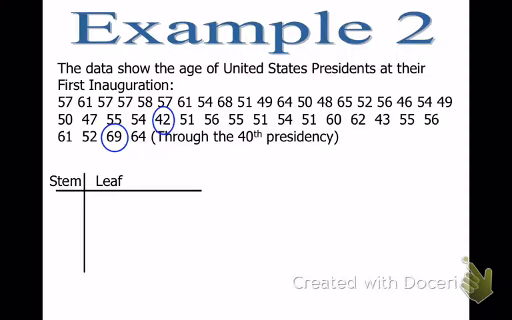So let's go ahead and start our table in the 40s, 50s, and 60s. So we're going to have a lot of numbers in our leaf, so we have to make sure we're careful for that. So let's go ahead and start that. Put our key: 8 bar 5 means 85. It doesn't matter that there's no actual 85 in the data. So let's go ahead and start looking at our numbers.